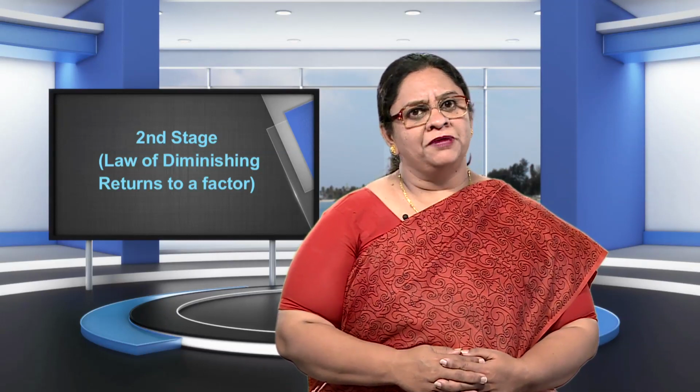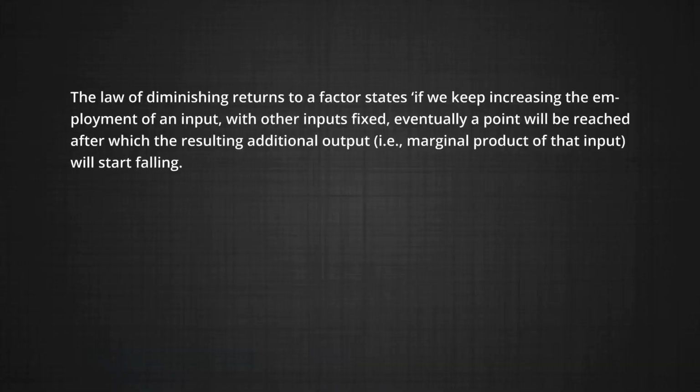We can now turn to the second stage, or the law of diminishing returns to a factor. The law of diminishing returns to a factor states that if we keep increasing the employment of an input with other inputs fixed, eventually a point will be reached after which the resulting additional output, which is the marginal product of that input, will start falling.